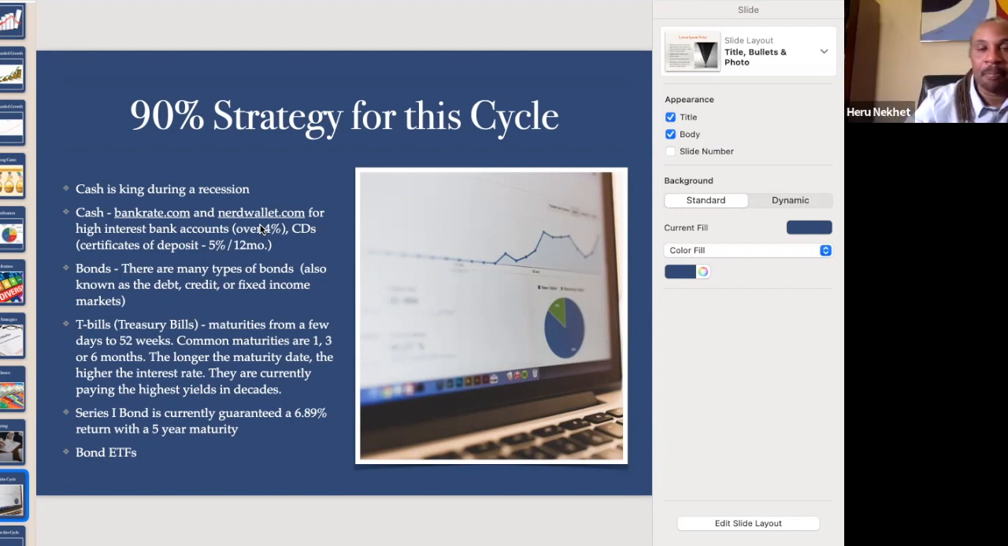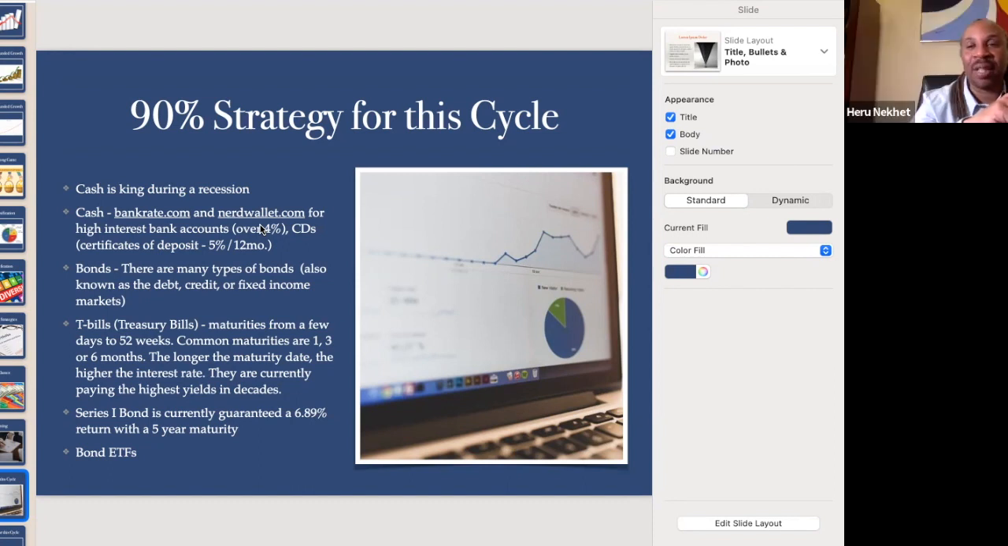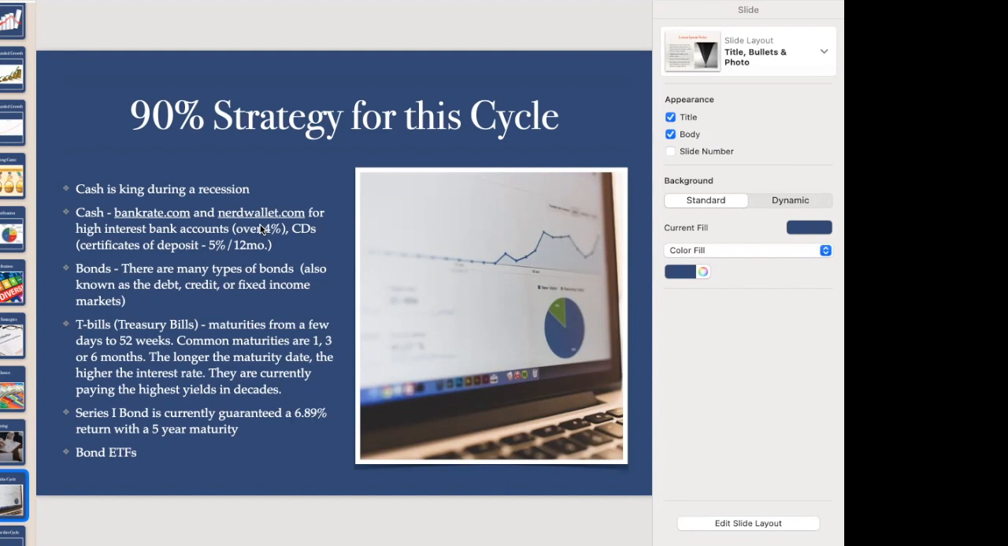Sure. You said on bankrate.com and nerdwallet.com, can you just say what those accounts are again? High interest savings and checking accounts.